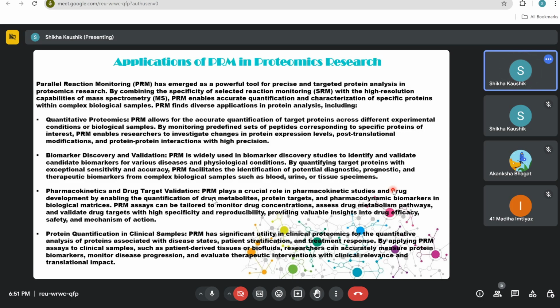Then quickly I'm switching towards the application of PRM in proteomics research. So parallel reaction monitoring, क्योंकि हम बहुत सारा स्पेक्ट्रा एक साथ पढ़ रहे हैं। Why? Because we have selected the precursor, but we are studying all the daughter ions. Has emerged out as a powerful tool for precision and targeted proteomic analysis in proteomic research. By combining the specificity of selected reaction monitoring with the high resolution capability of mass spectra, PRM enables accurate quantification and characterization of a specific protein within complex biological samples.